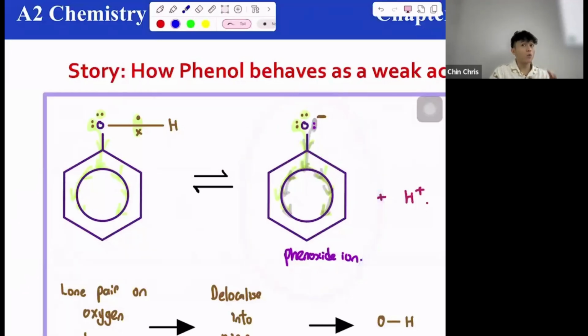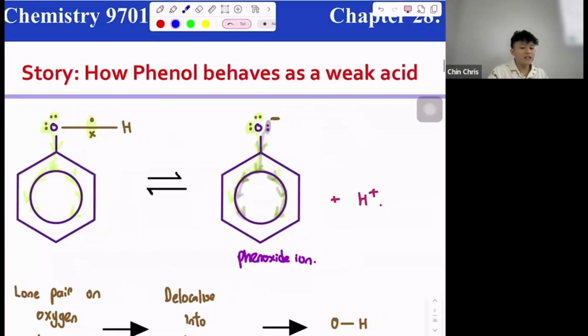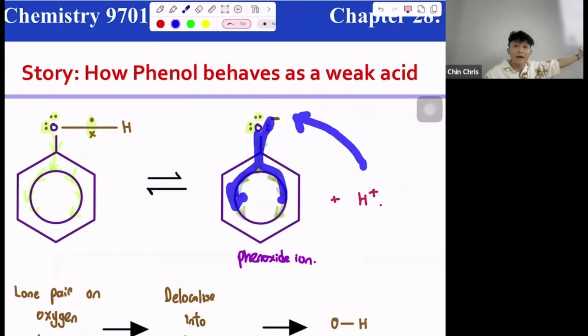Sometimes they will ask you, why is phenoxide ion stable? That's the second question. It's stable because the lone pair, the same story, goes into the ring. So technically, guys, when you draw it this way there is a negative charge, but in actual fact the negative charge is not there. Why? Because all the electrons are already in the ring. So this thingy will hardly go back.